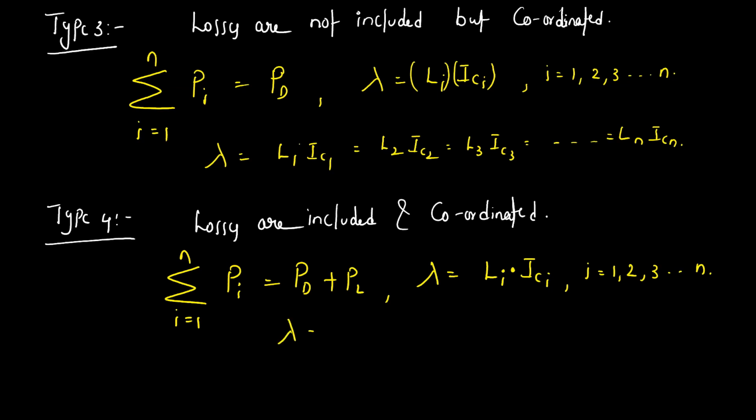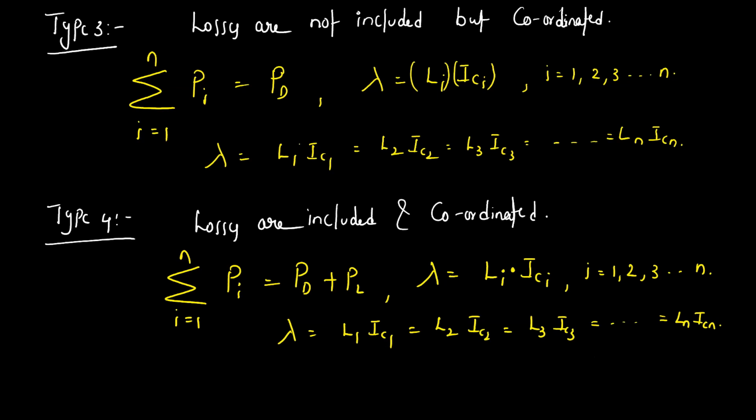That is, lambda equals L1 IC1, which equals L2 IC2, which equals L3 IC3, and so on and so forth, Ln ICn. Understand? So losses are included and coordinated. This is the type 4 situation. Okay. So problems may come in any of these 4 types.